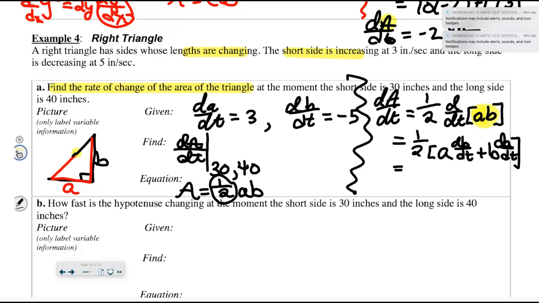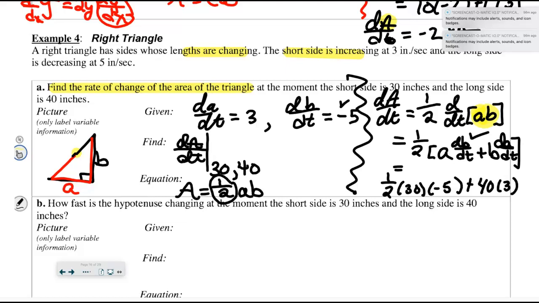Are you ready? In for A goes a what? Well, let's see. They told me the short side's going to have to be 30 when I stop this. The rate that the long side is changing, or my dB dt, was a -5. And then plus B, which is what? 40 times dA dt, and I purposely did something incorrectly to warn you to be careful.